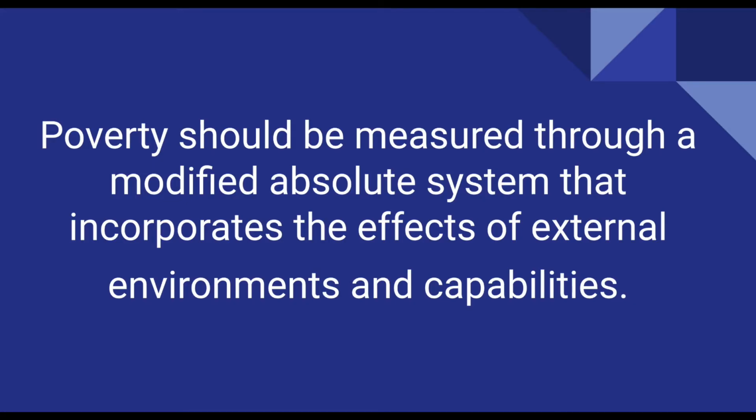Poverty should be measured through a modified absolute system that incorporates the effects of external environments and capabilities. Our modified system takes into consideration the 5 issues we previously discussed. These issues include the OPM's failure to consider geographical differences, non-traditional cohabitation, proximity to the poverty threshold, the fact that it only measures food, clothing, shelter, and utilities, and how it's based on a standard of survival.